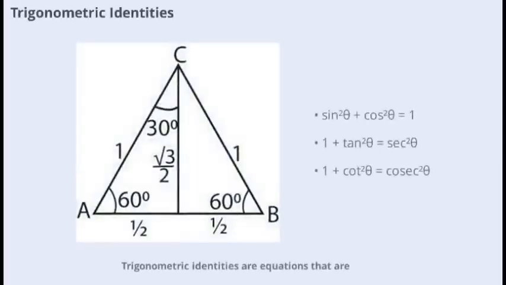Trigonometric identities are equations that are true for all values of the variable. The most fundamental identity is sin² theta plus cos² theta equals 1. Others include 1 plus tan² theta equals sec² theta and 1 plus cot² theta equals cosec² theta. These identities are essential for simplifying expressions, proving other identities, and solving equations. Mastery of these relationships is key to success in trigonometry.